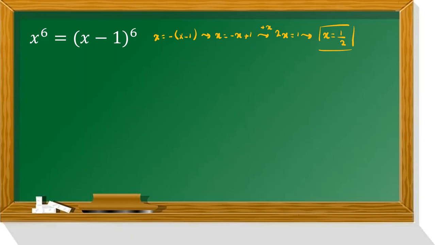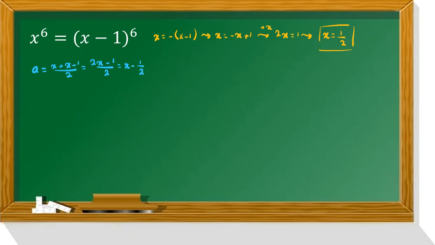In the next step, we could expand the right hand side, but a useful idea is to consider the average of the bases. x plus x minus 1 over 2 is equal to 2x minus 1 over 2. So it will be x minus 1/2.